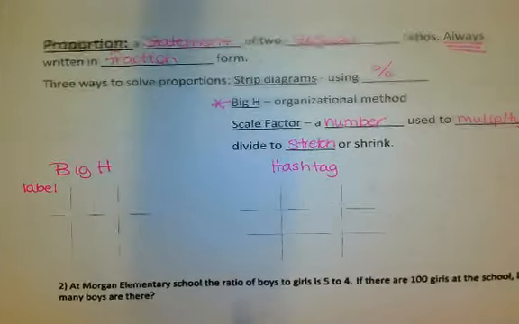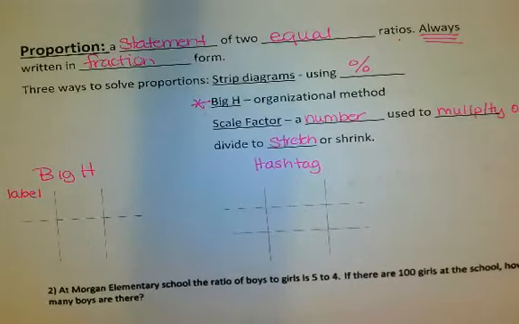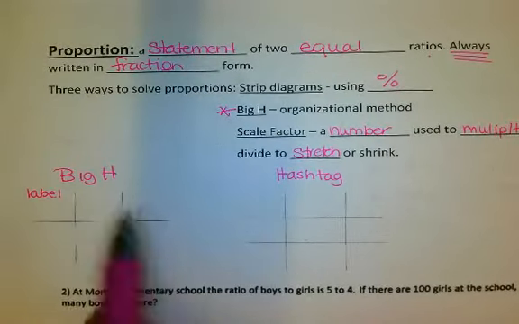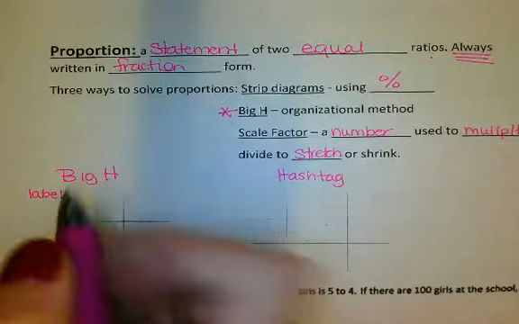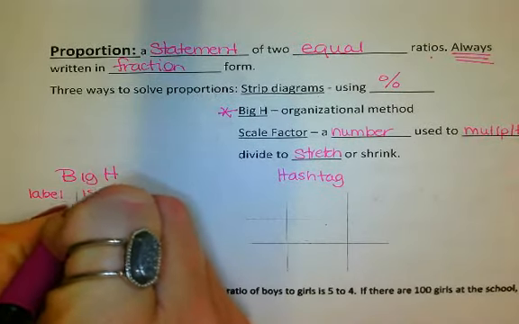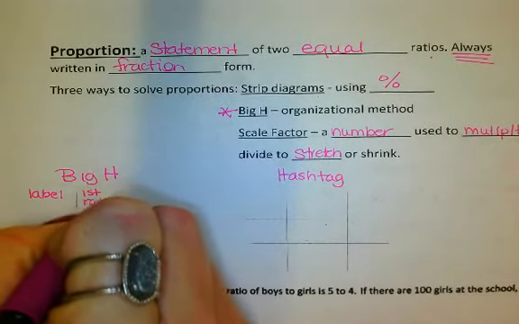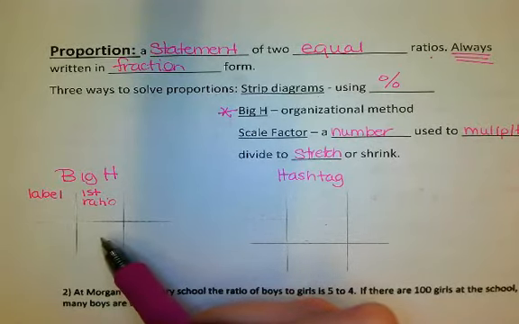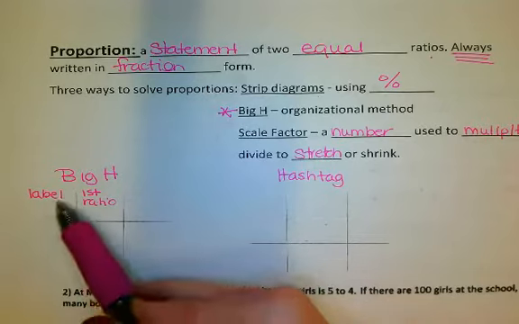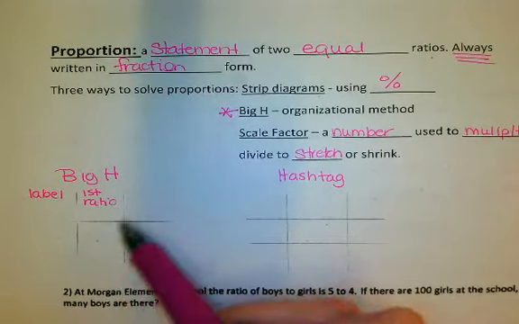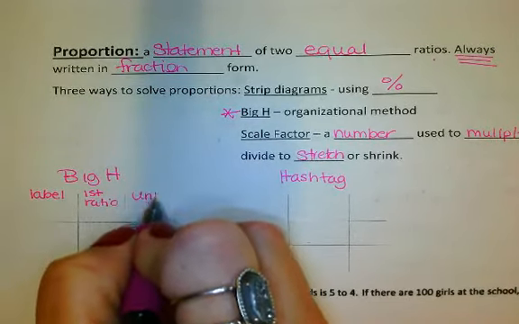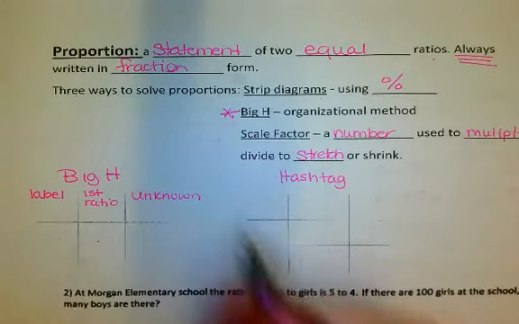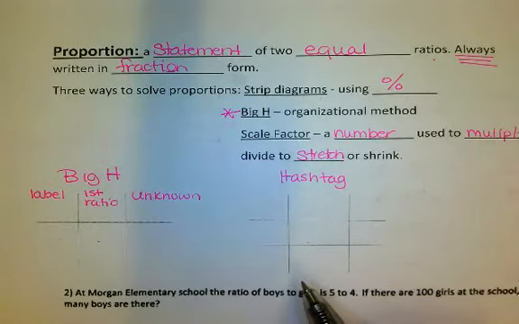Okay, sorry about that again. Okay, so your labels are like your boys to girls. Whatever you're comparing is going to go right here. Now this, I always like to tell my kids, it's just your first ratio. The first ratio you're given goes right here. So for instance, if you have 1 boy for every 4 girls, it would be boys to girls and 1 to 4. And this is your unknown. What are you looking for? So it's always going to give you one of them, and you have to find the other one.